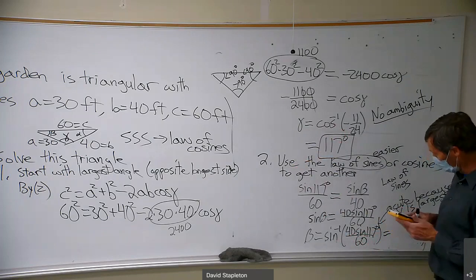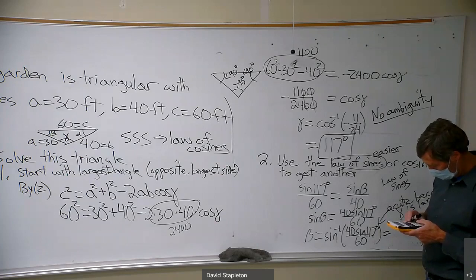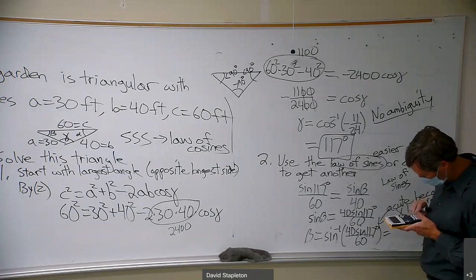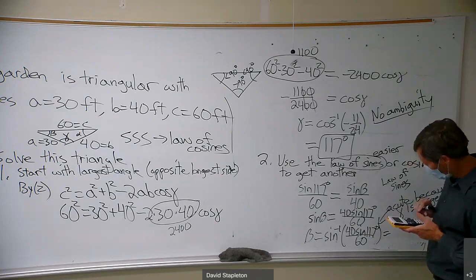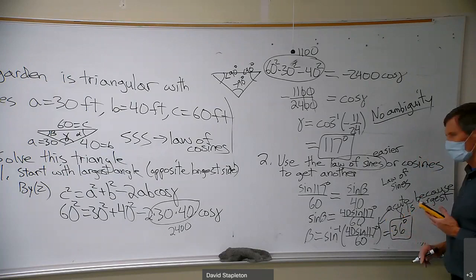So let's compute this, and that'll be the answer. Inverse sine. I don't have to do two cases. 40 times sine 117 and close it, right? Divided by 60. About 36 degrees to the nearest degree, 36.44 actually.